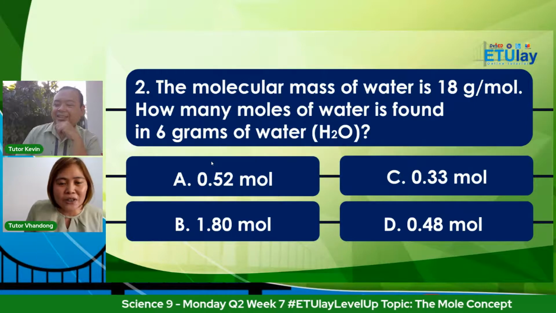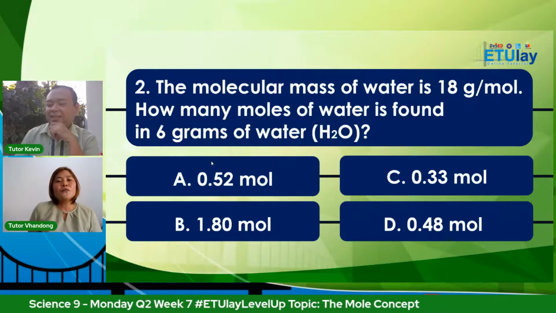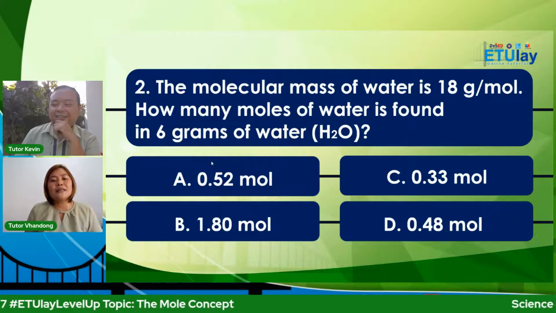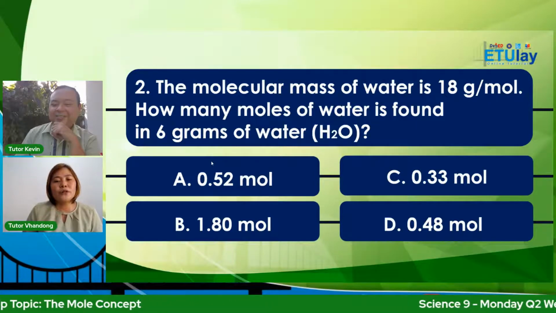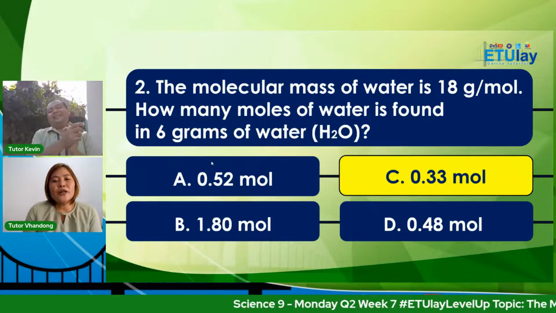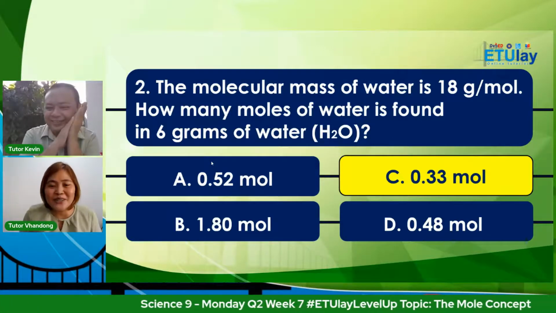So what's the correct answer to this? What is the molecular mass of water? How many moles of water is found in 6 grams of water? The mole is 0.33 mole. Letter C. Tama sila, good.